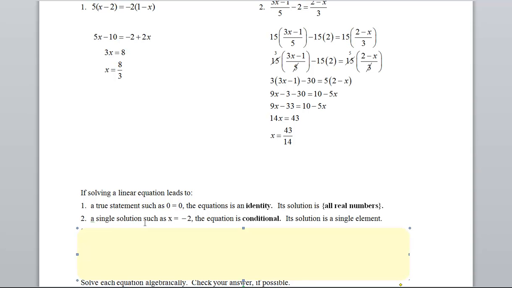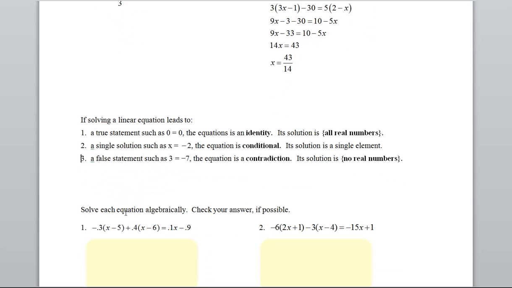If it comes up a single solution, such as x equals -2, the equation is conditional. It's on condition that you use the correct answer or number that will make the statement true. Its solution is a single element. Now the first two problems we did, those are conditionals. The last possibility is if you come up with a false statement. Notice again I have no variable. 3 does not equal -7. This is called a contradiction. Its solution is no real numbers.